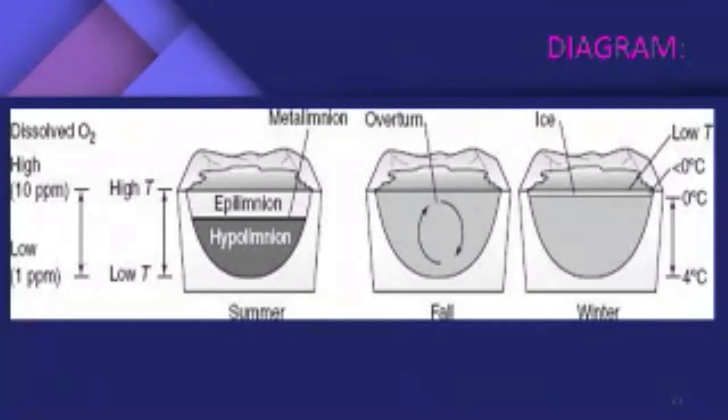Photosynthesis takes place in the epilimnion layer as solar radiation penetrates it, which stimulates algae to produce oxygen. The hypolimnion layer, by comparison, is relatively dark but rich in nutrients. Decomposition of organic matter at the bottom of the lake consumes oxygen and depletes the dissolved oxygen in the hypolimnion layer.